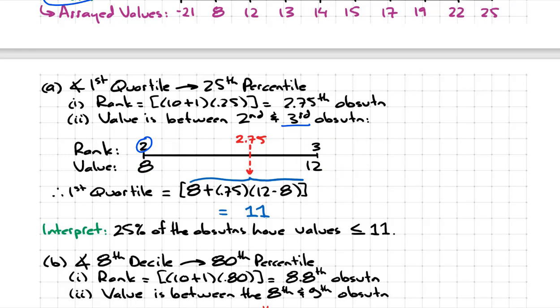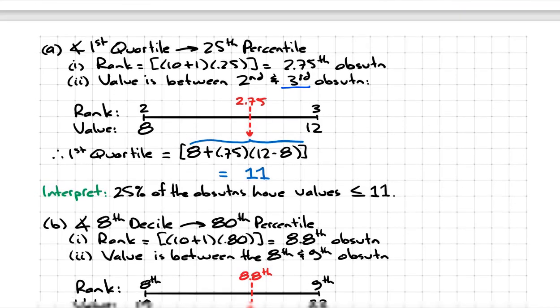So then using these values, we need to estimate what the value will be for the 2.75th observation. So here's the way we do it. Obviously 2.75 will have a value that's higher than 8 and lower than 12. So our starting point is 8 right there. But then the question is, how far do you need to go into this line segment?